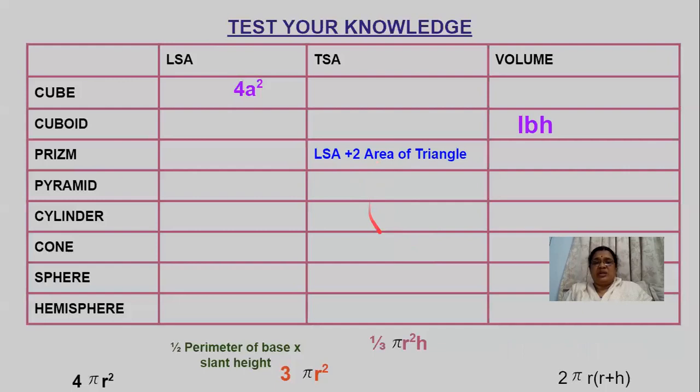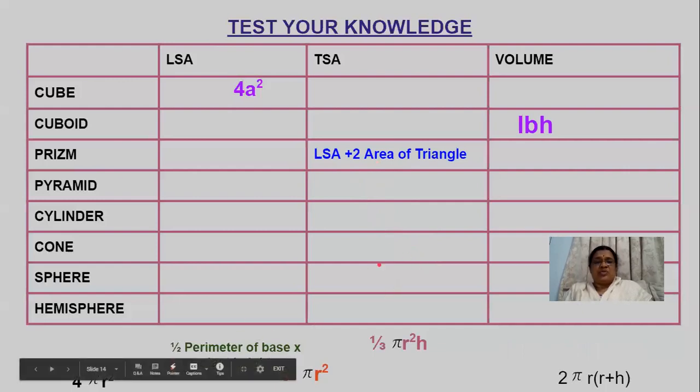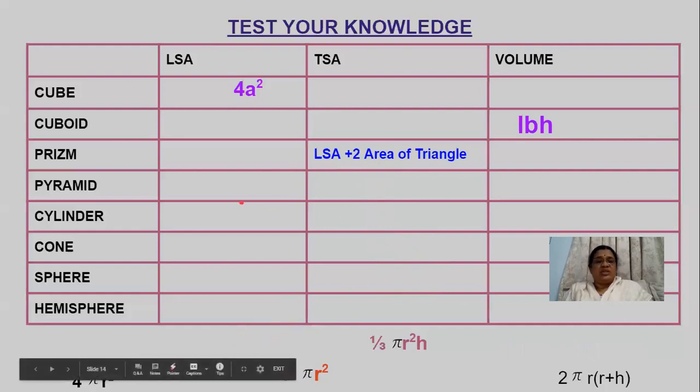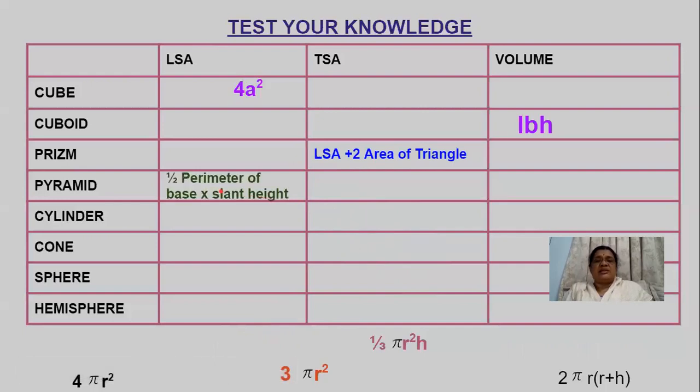Next one is pyramid. Which formula is there here? Which formula is missing? So this formula went off. This will be the right one. It is the lateral surface area of a pyramid. It is 1/2 perimeter of the base into slant height. Next one, cylinder. Which formula is missing? 2 pi r into r plus h. This formula is for, yes, it is the total surface area of a cylinder.